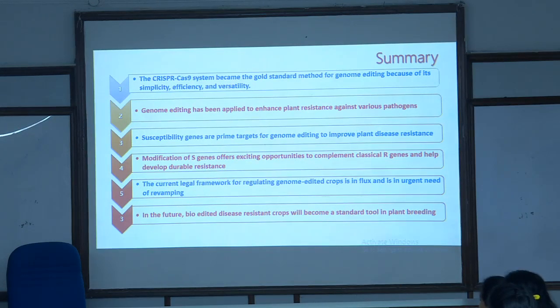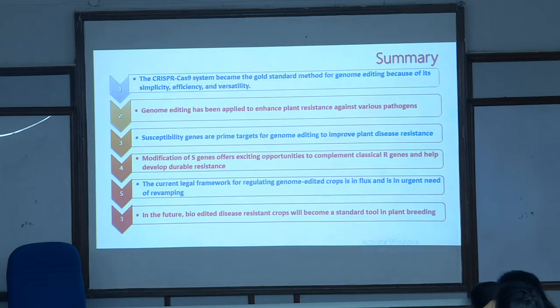Definitely this CRISPR-Cas9 system has become a gold standard method for genome editing for various reasons. I think different speakers might have highlighted this on the same platform: it is simple, efficient, and versatile. And genome editing has been applied to enhance plant resistance against a number of pathogens. I showed several slides here.